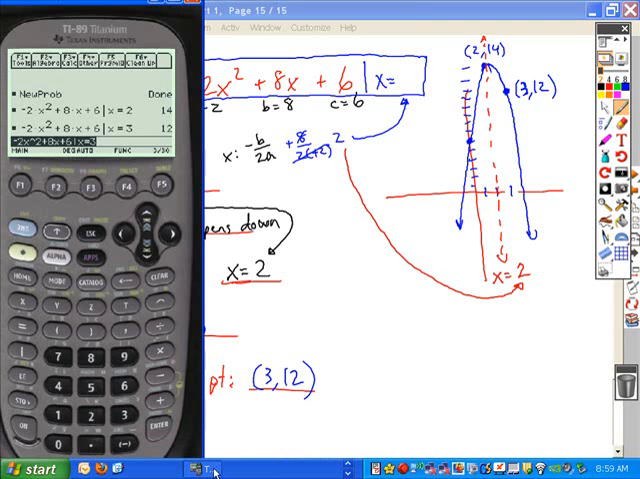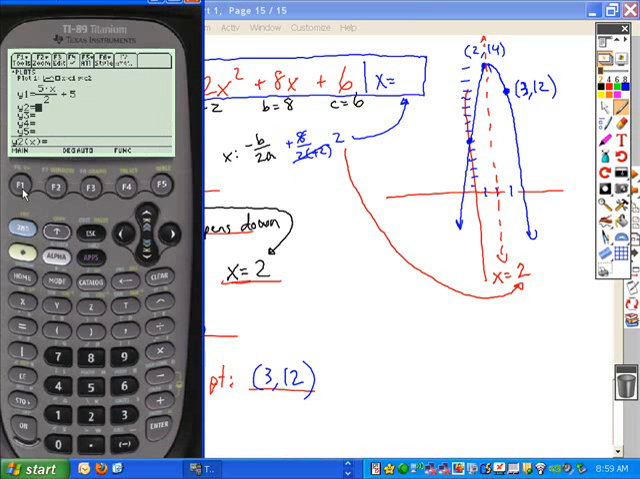If you open your calculator and you go to the Y editor and you type your equation in exactly as it appears in your Y editor. Again, it needs to be in standard form. So negative 2x squared plus 8x plus 6. Hit enter.